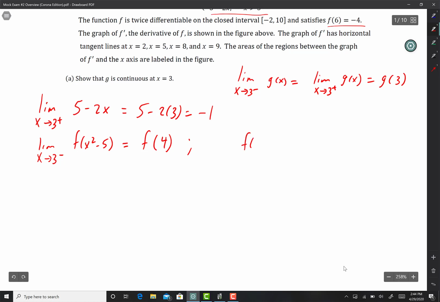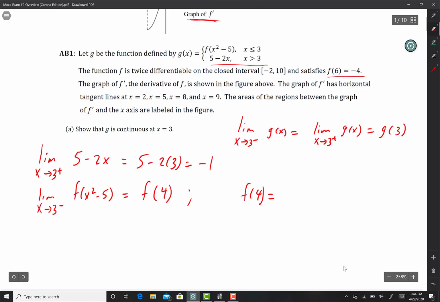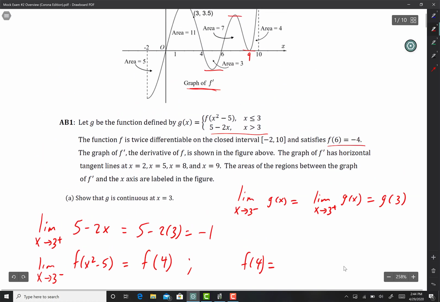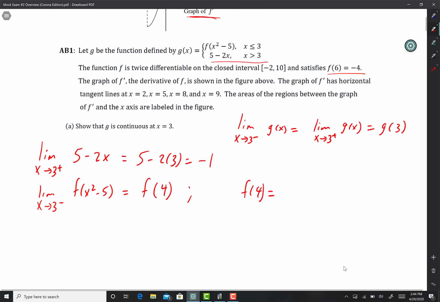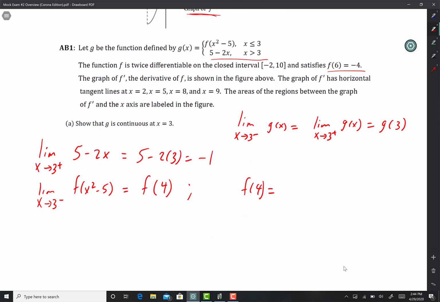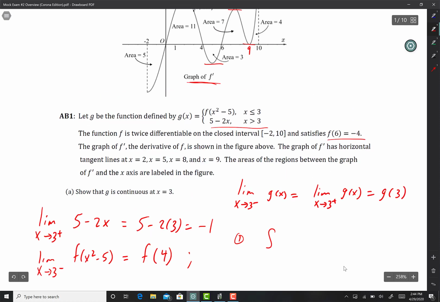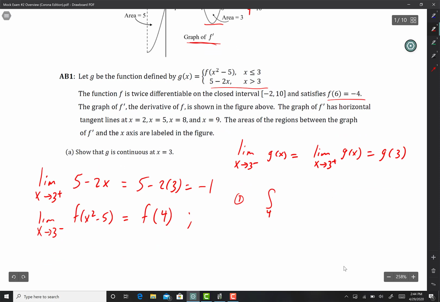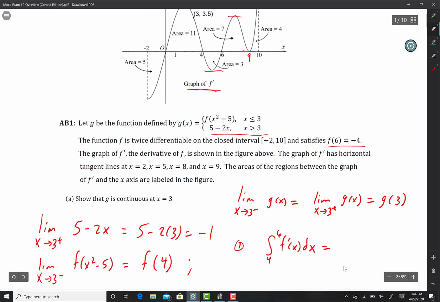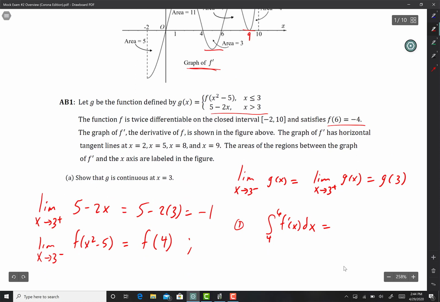F of 4 is going to equal to, and there's 2 ways to do this, guys. I'm going to erase this right here. Here's one way to do it. So you can say the integral from 4 to 6 of f prime of x is, let's see, negative 3. See, I started at 4 and I go to 6.